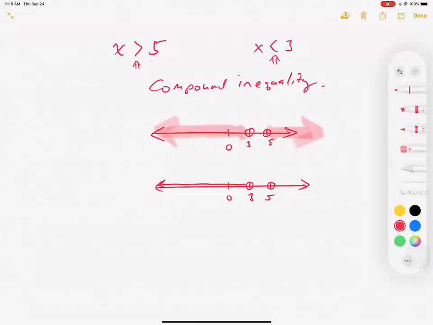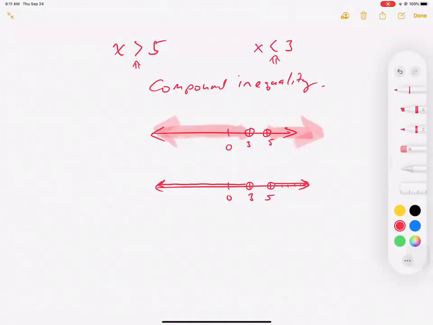Next one, x is greater than 5. Well, you can name a number greater than 5. 6, 7, 8, 9, 10. These are all on the right, right? So draw an arrow to the right. So I want you guys to think of a number that could possibly be bigger than 5 and also less than 3. Would that number exist? Would a number exist that's bigger than 5 and less than 3?